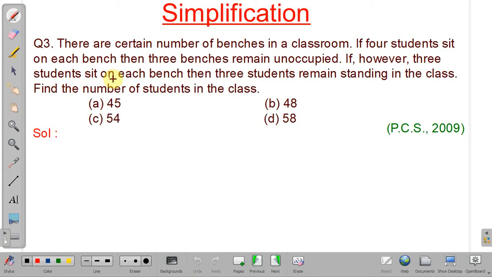In the next problem, what is given? In a classroom, there are a certain number of benches, and if 4 students sit on each bench, then 3 benches remain vacant. Okay, and if 3 students sit on each bench, then 3 students remain standing. So we have to find the total number of students in the class. So how can we solve this? We will assume let the number of benches be x.